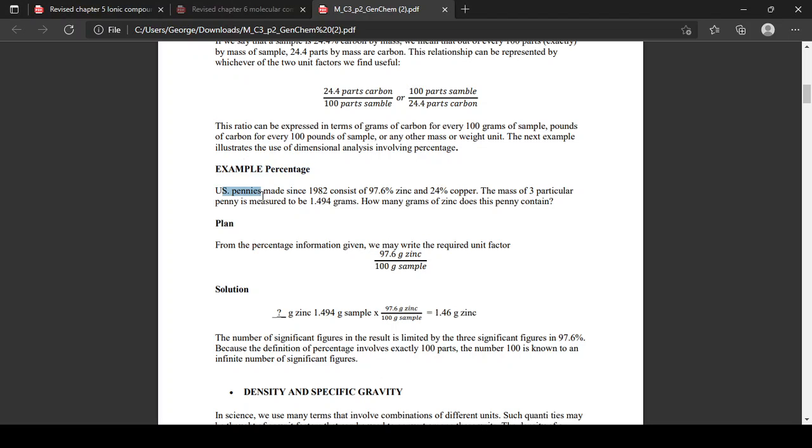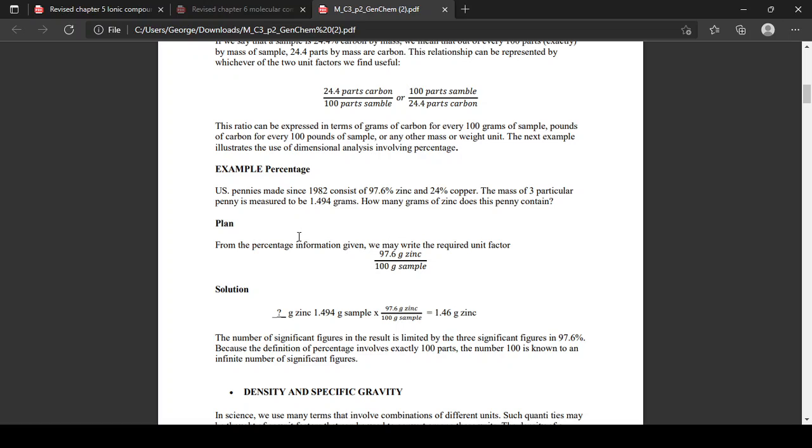So first and foremost, US pennies made since 1982 are 97.6% zinc and 2.4% copper. The mass of a particular penny is measured to be 1.494 grams. How many grams of zinc does this penny contain?